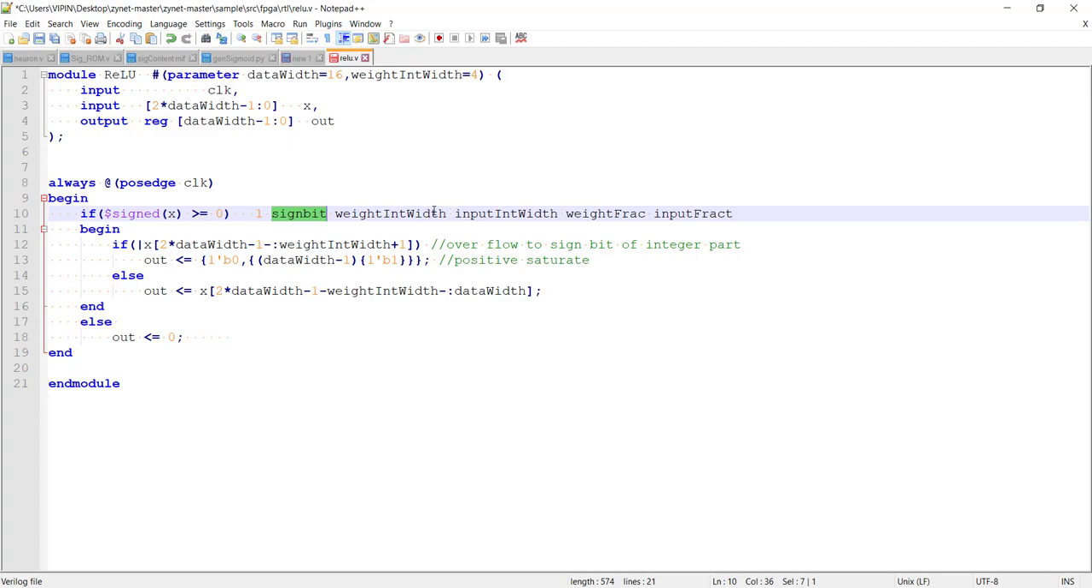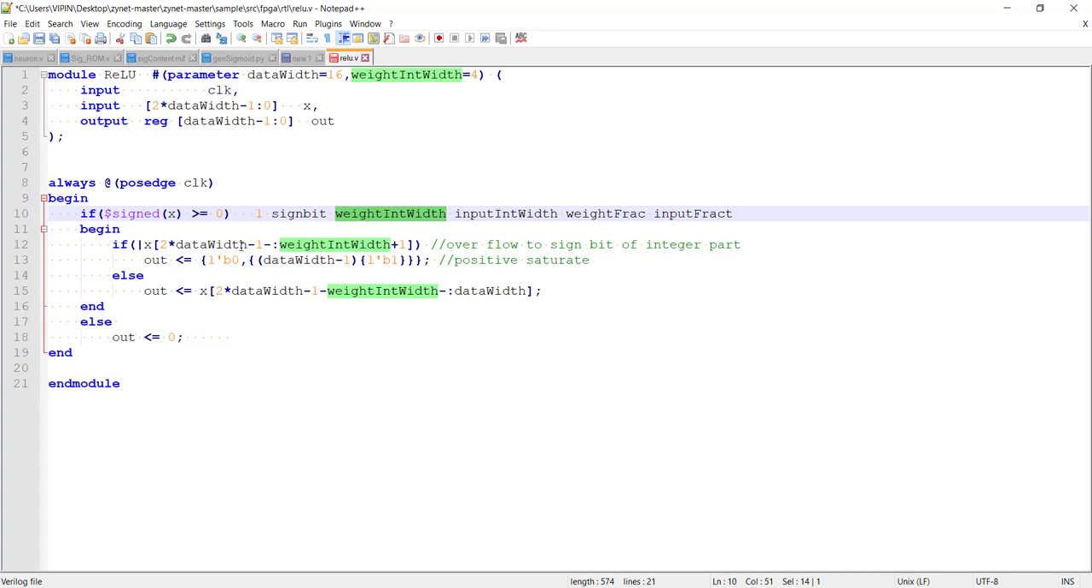If there are non-zero elements in this portion of my output, that is problematic. That means there is overflow. So what I am basically checking is if any bit in this area is 1. If any bit in this area is 1, it means my overall number, its integer part, cannot be represented using just this input int width. So you can see that is what is done here.